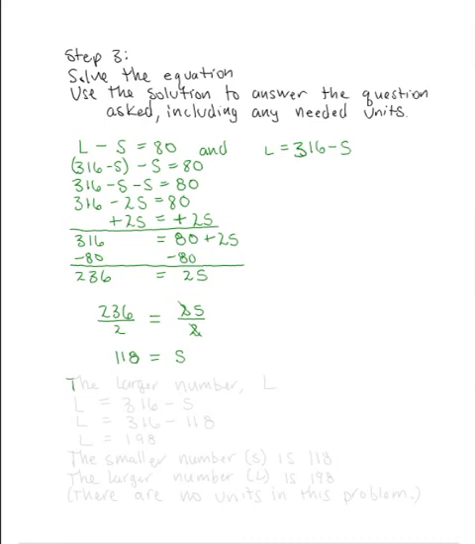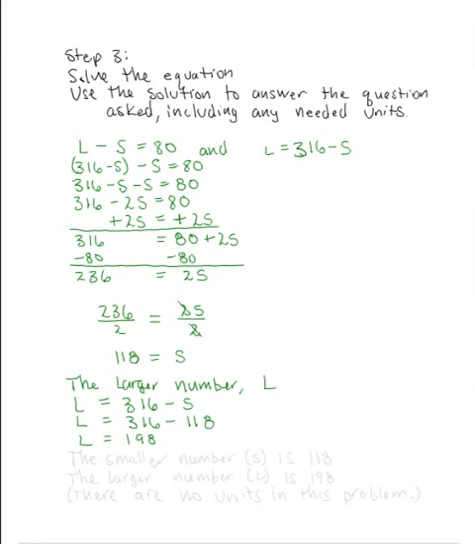Well, remember that the larger number, which we called L, was defined back in step 1. And we found that L is equal to 316 minus s. Well, now that we know s, we can plug the value of s into this equation, and that will tell us the value of L. So L must be equal to 316 minus 118. And after a little bit of subtraction, we find that L is equal to 198.